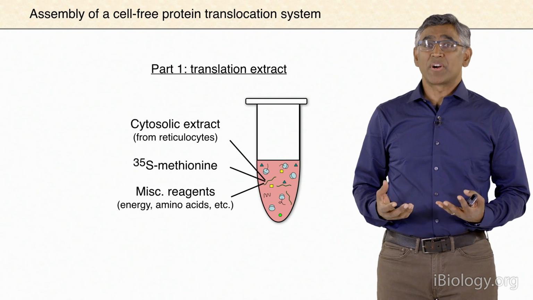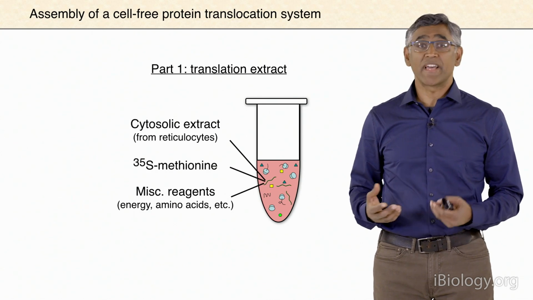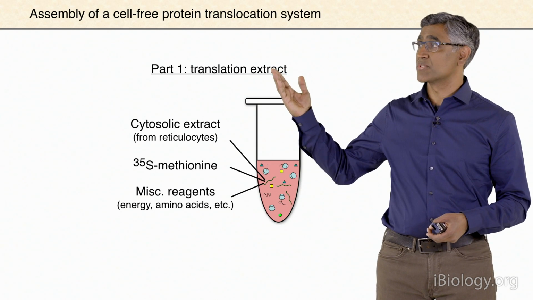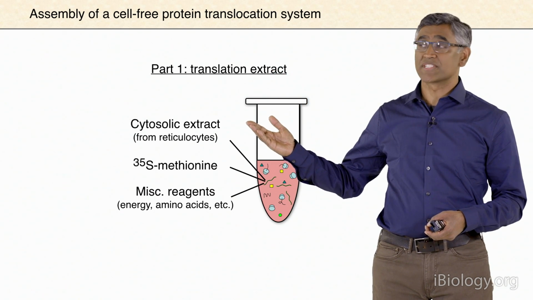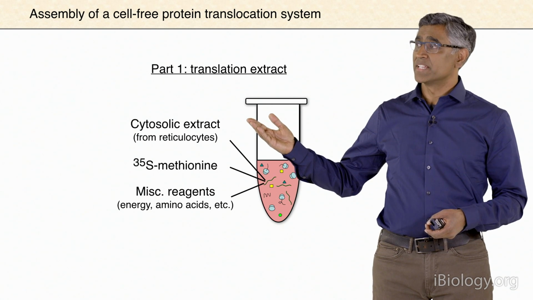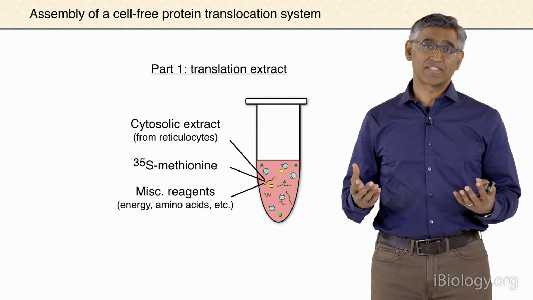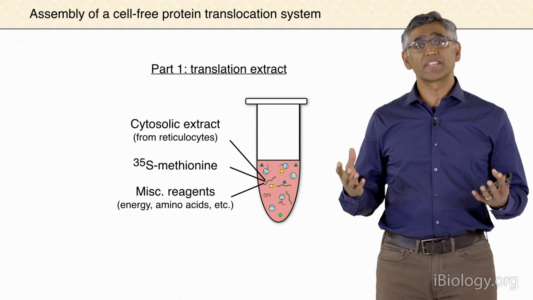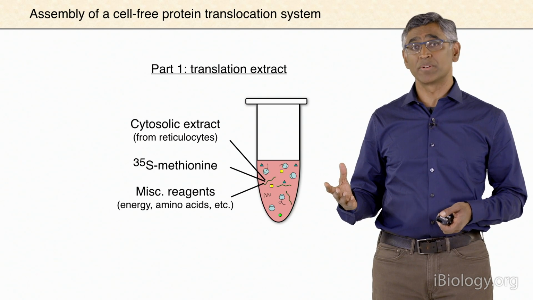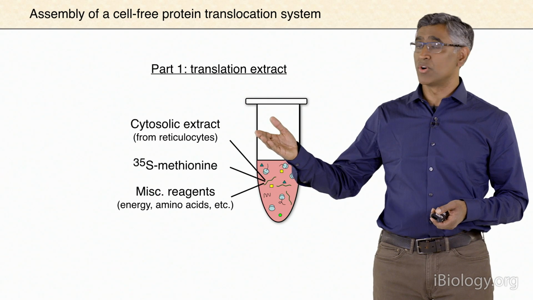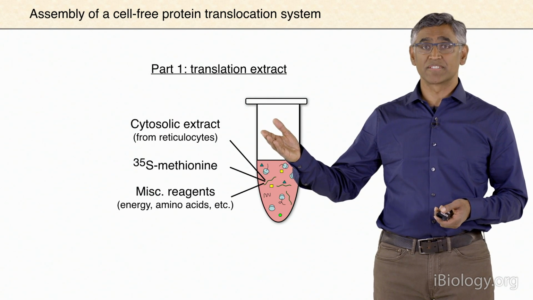So there are three main parts. First of all, of course, you have to have something that will synthesize your protein. So you need a translation extract. And that typically contains a source of cytosol. And in this case, the cytosol came from reticulocytes. And this was chosen because reticulocytes are in the business of making lots and lots of protein, in particular hemoglobin. And so this was a great source of all the factors needed to synthesize proteins.